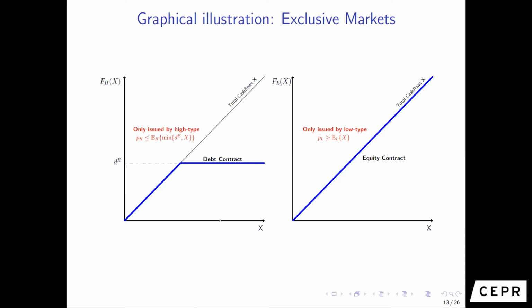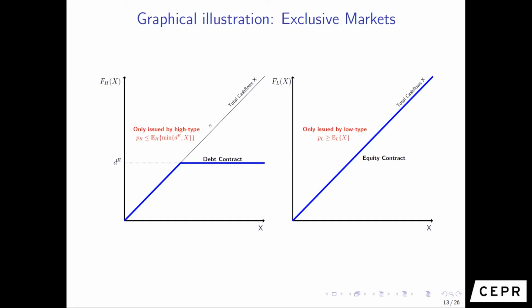So the 45-degree line would be issuing equity. Here the high type is issuing a debt contract, which looks like this, and its price will be at or below the high type's valuation, and the low type issues equity, priced at or above valuation. So what's important here is that these cash flows will be retained by the high type in this equilibrium.